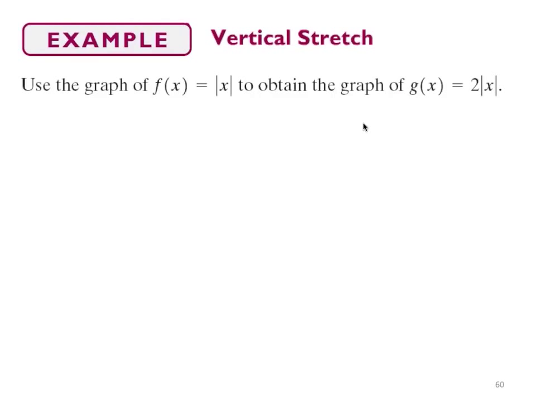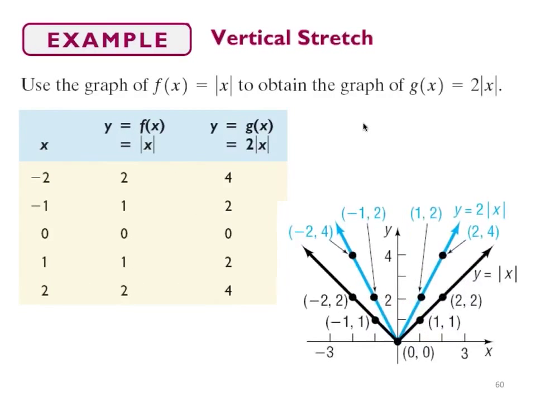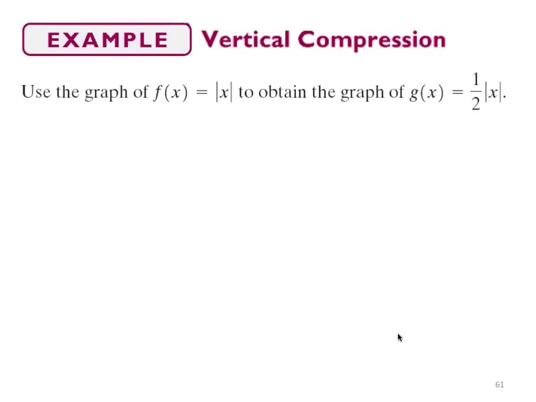We can also do things called vertical stretches, okay? So if we have g of x equals 2 times the absolute value of x, it means that we take our original graph, which is this black graph here, y equals absolute value of x, and we take it vertically and stretch it out, okay? So we multiply all of our y values by 2, and we end up with a slightly more narrow graph from the original. Again, you can plug in points to see what this looks like.